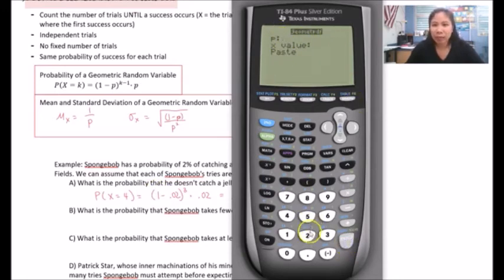It'll just ask for p, which for us was 0.02. The x value for us, we wanted it on the 4th try for a success. And again, if you don't have the updated version, you'll just need to type in p and then the x value separated by commas. So when I paste, you should have something that looks like this as what you're typing in, and then hit enter. So we get our probability that we found, the 1.88%.